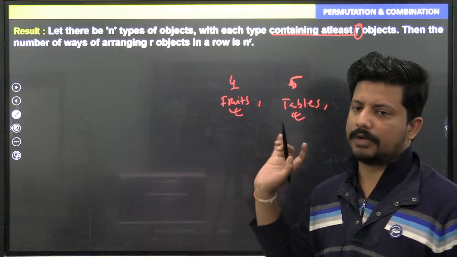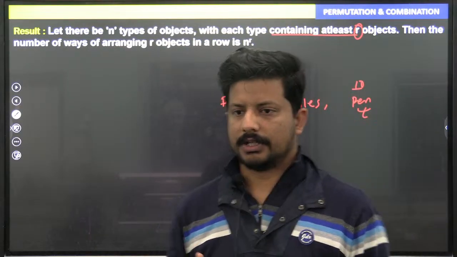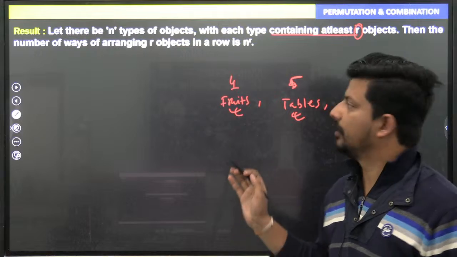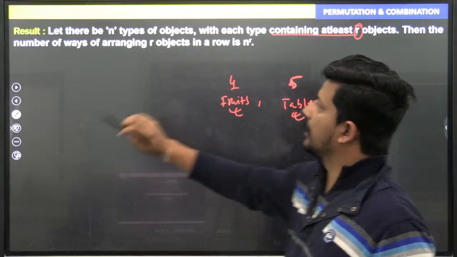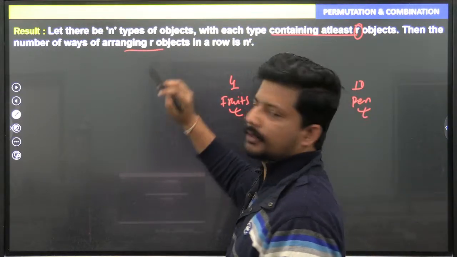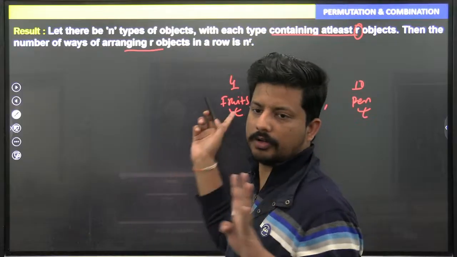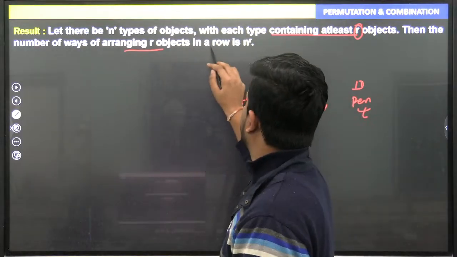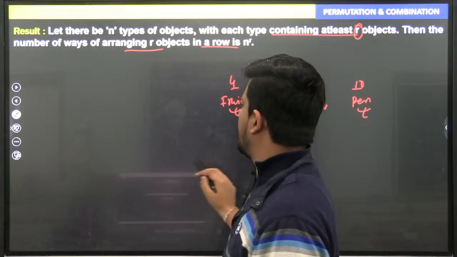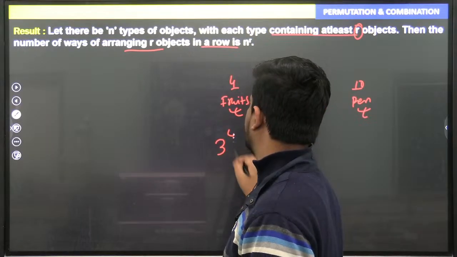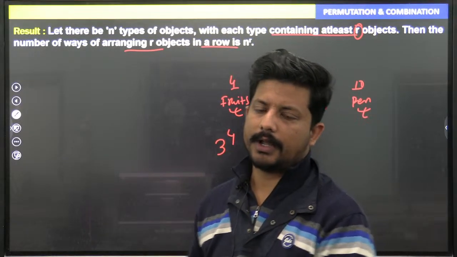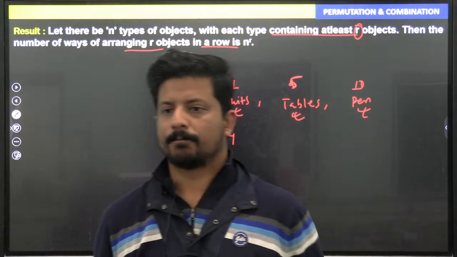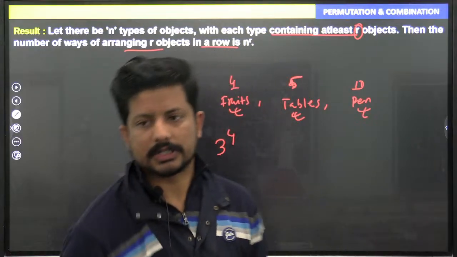So at least means at least 4 containing each. Then the number of ways of arranging r objects, that is arranging 4 objects out of these objects in a row, is n power r, which means 3 power 4.